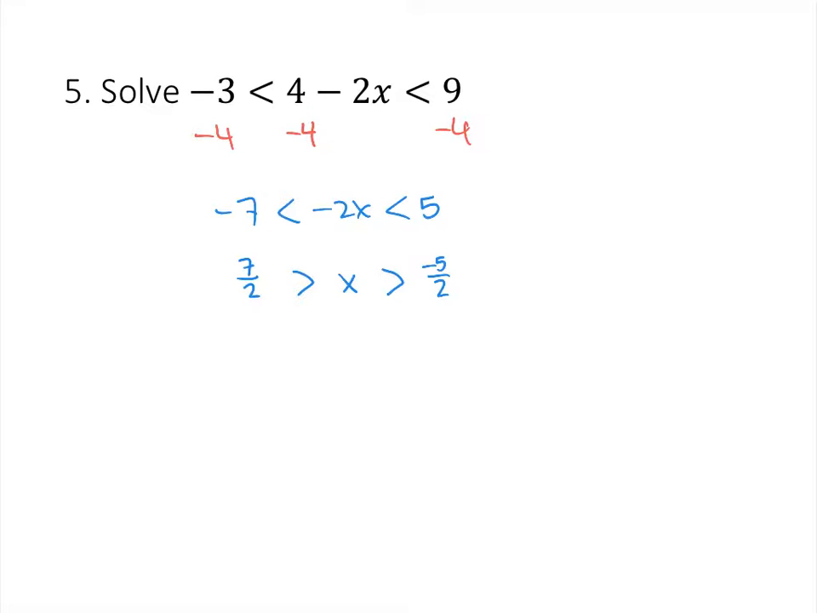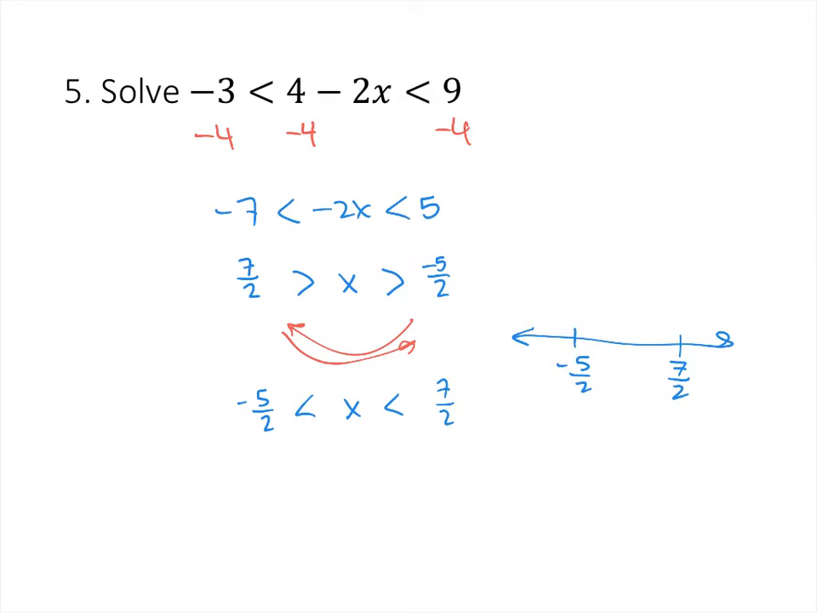So what we'd like to do is flip this around. When we flip it around, x is still going to be in the middle, negative 5 halves is on the left, 7 halves is on the right, and now our greater thans become less thans. And this is a little bit easier for us to interpret. It makes sense because on the number line, negative 5 halves is to the left of 7 halves. So having our compound inequality written in that same order seems more natural.